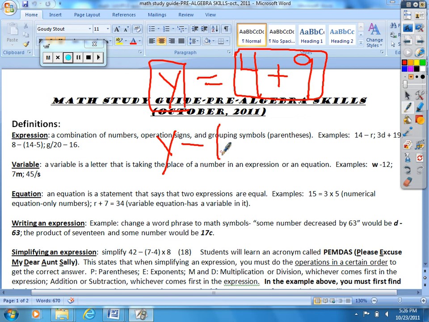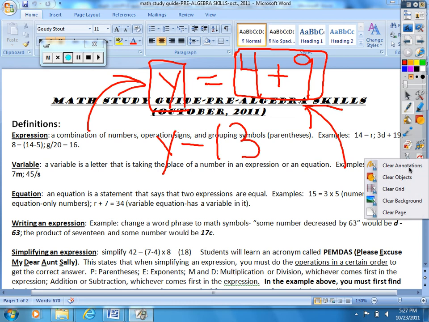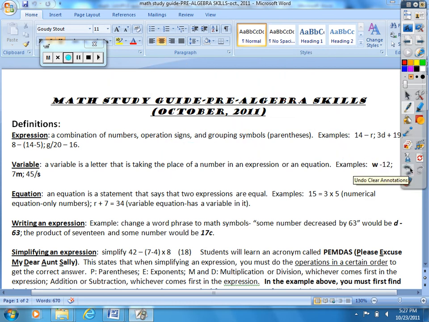expression. If you look at it, you say, well, y minus 13. Well, that's not a complete statement. That is just a combination of letters and numbers and operation signs. Well, the difference is that an equation is a complete statement that says this expression equals that one. So there's the difference. All right, next definition, writing an expression.